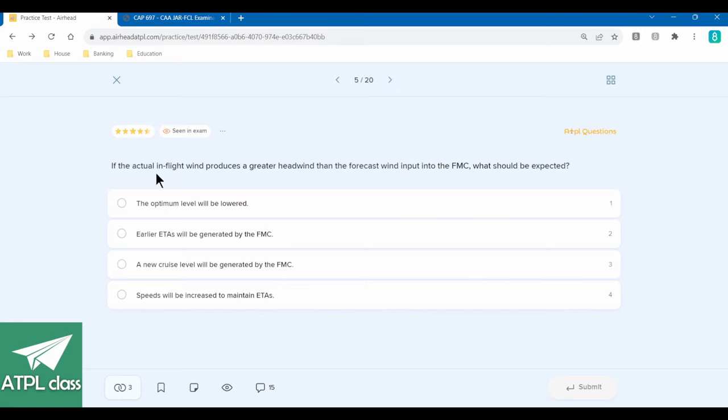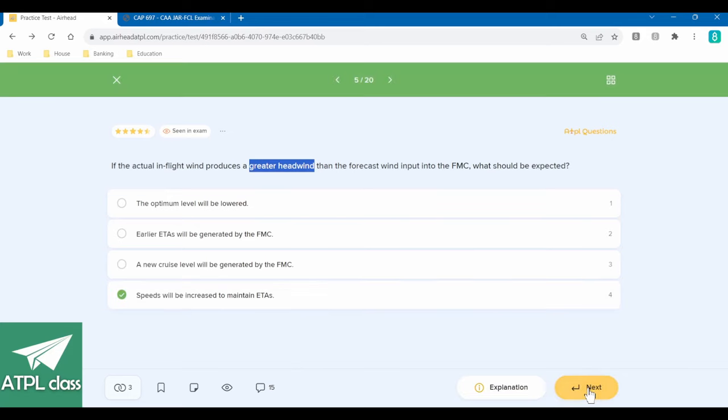Question 5. If the actual in-flight wind produces a greater headwind than the forecast wind put into the FMC, what should be expected? So the actual in-flight wind produces a greater headwind, so we're going to be flying slower, burning more fuel. What should be expected? The optimum flight level will be lowered. Earlier ETAs will be generated by the FMC. A new cruise level will be generated by the FMC. Speeds will be increased to maintain the estimated times of arrival. That sounds correct to me.